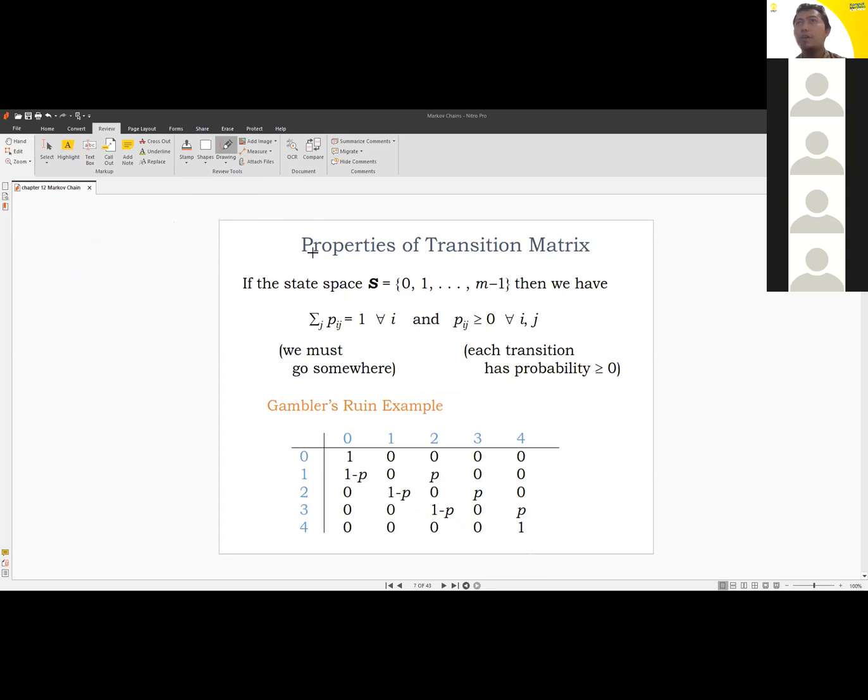The properties of transition matrix. You can see here. Actually, we can go directly to the table.